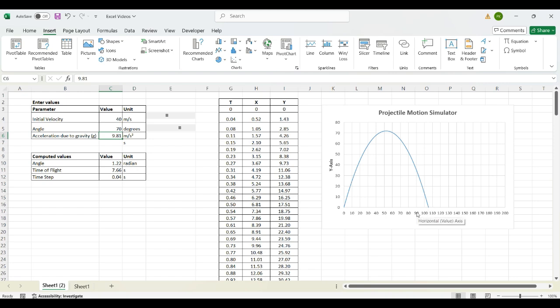So what do we observe here? We see that the horizontal distance increases initially as the angle of release increases. It happens till about 50 degrees sort of angle of release. Beyond 50 degrees, the horizontal distance starts to decrease. So that's how the horizontal distance changes.